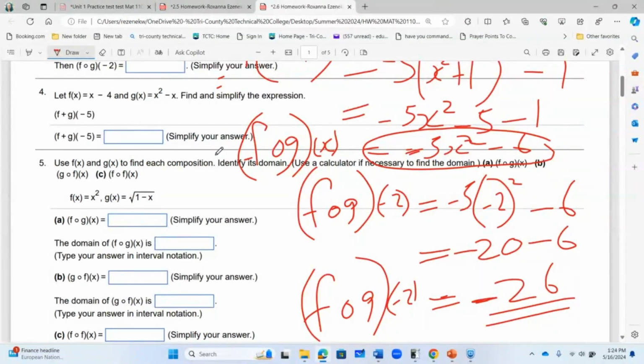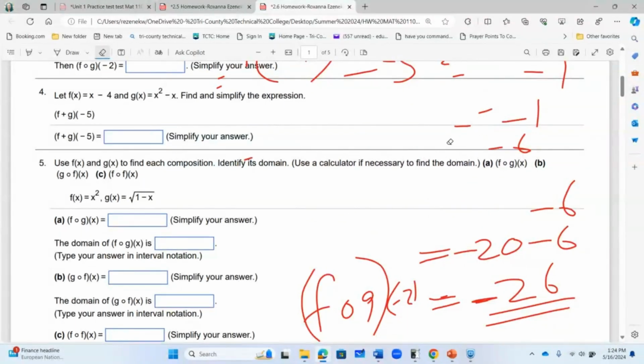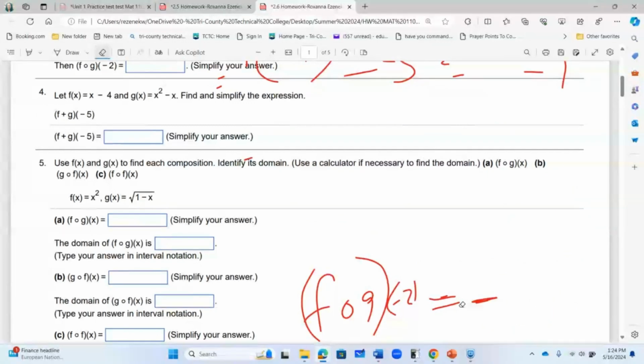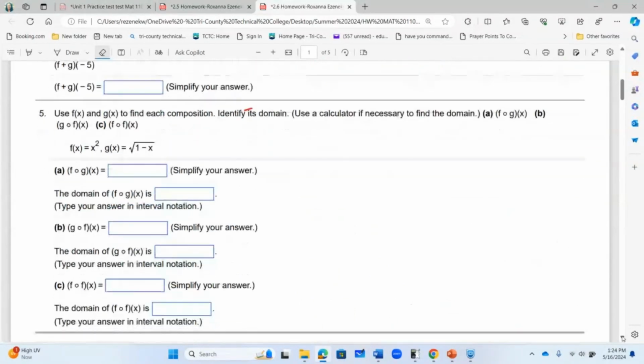So let's do composition of functions in number 5. It can be done by hand. In this number 5, if we want to define something that is called a property, if f composed of g is equal to g composed of f and is equal to x, then the two functions are inverses of each other. If f composed of g and g composed of f are all equal to x, they are inverses of each other.